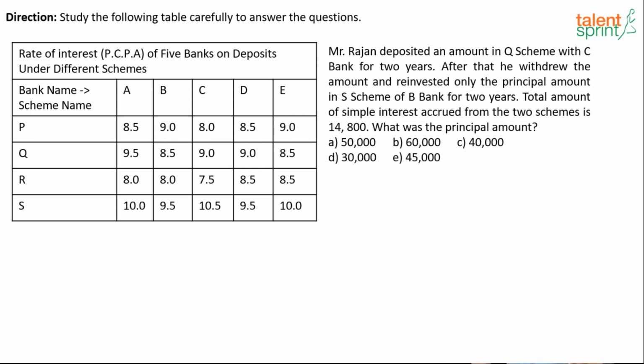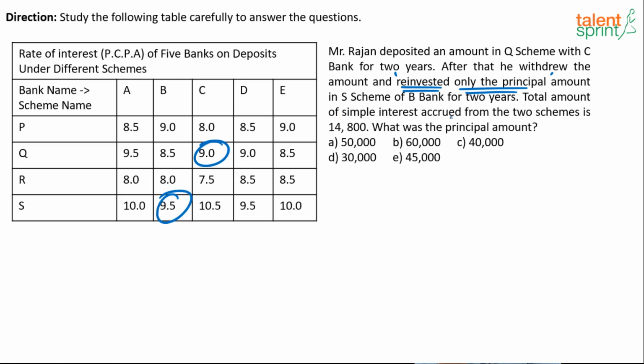Done. 40,000 is what one of you has got. Let's try it out. What does it say? Mr. Rajan deposited an amount in Q scheme with C bank for 2 years. Now Q scheme, C bank is 9%. After that, he withdrew the amount and reinvested only the principal. This is very, very important. He reinvested only the principal. So he kept his interest with him, and reinvested only the principal amount in S scheme of B bank for 2 years.